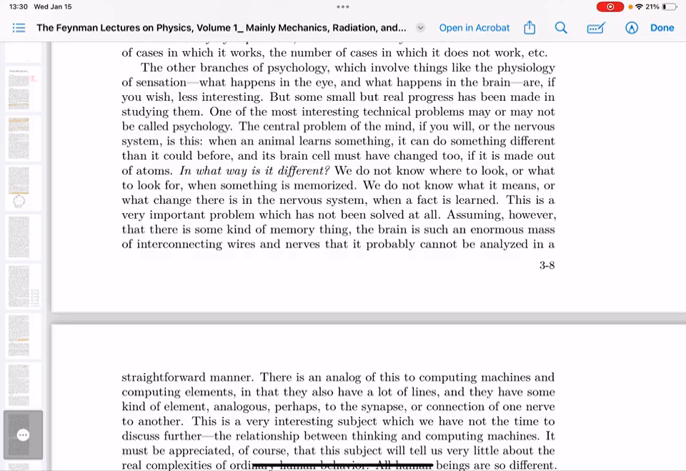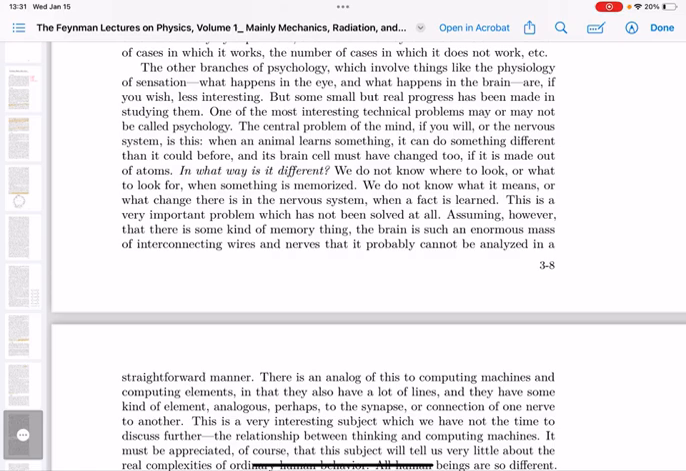When an animal learns something, it can do something different than it could before, and its brain cells must have changed too if it is made out of atoms. In what way is it different? We do not know where to look or what to look for. When something is memorized, we do not know what it means or what change there is in the nervous system. When a fact is learned, this is a very important problem which has not been solved at all, assuming, however, that there is some kind of memory thing.